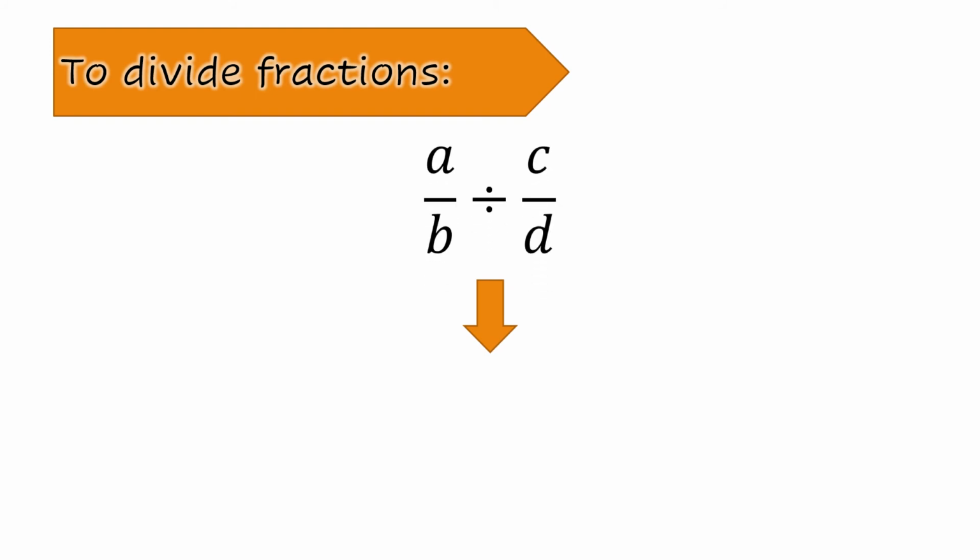If you have A over B divided by C over D, gagawin natin itong A over B times D over C. Kinopya lang yung unang fraction times reciprocal ng pangalawang fraction. Pag sinabi mong reciprocal, pinagpapalit mo lang ng pwesto ang numerator at denominator. Okay, so halimbawa, 9 over 6 divided by 3 over 12.